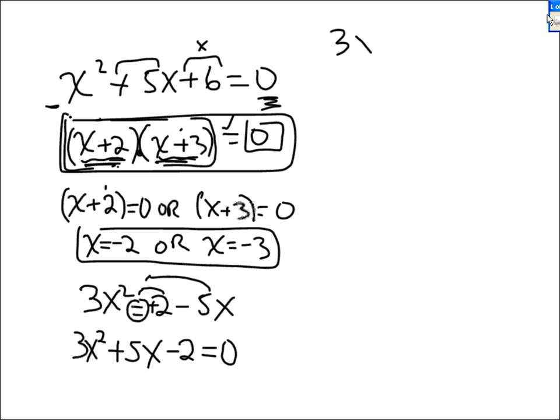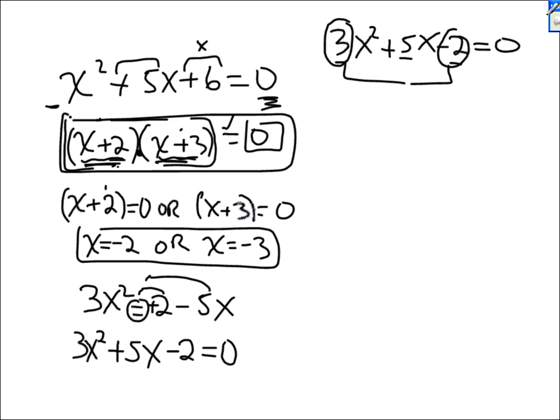Now how do we factor? Well, first thing you should ask yourself is, like always, can you factor out anything in common? And there's nothing that goes into 2, 5, and 3 other than 1. So now you have to factor by grouping. You multiply the a value by the c value, the coefficient of x squared by the constant, and you get negative 6. Then you want two other numbers that multiply out to negative 6 but add up to 5. And the answer will be 6 and negative 1.